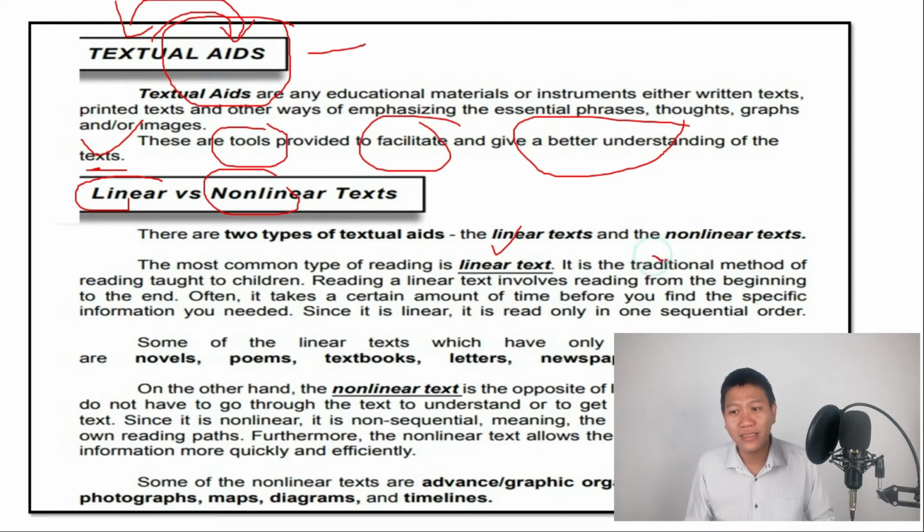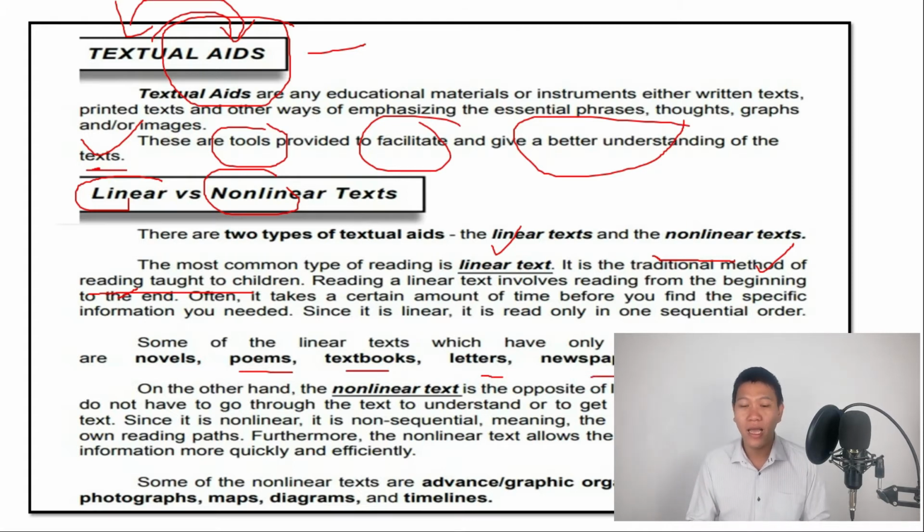It's the most traditional method of reading taught to children. Reading a linear text involves reading from the beginning to the end. It's a simple way of reading a text. So if you were reading a story in Wattpad from the beginning to the end without using any graphic organizers or without textual aids, that is what we call linear textual aid. So it takes a certain amount of time before you find the specific information you needed. Since it is linear, it is read only in one sequential order. Examples of this are reading novels, poems, textbooks, letters, newspaper, and articles.